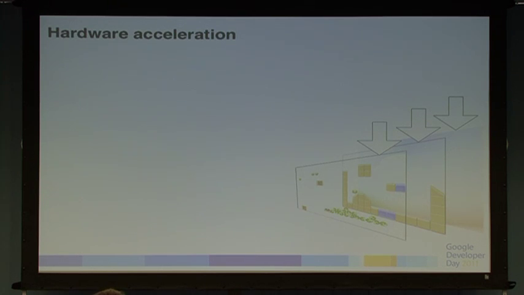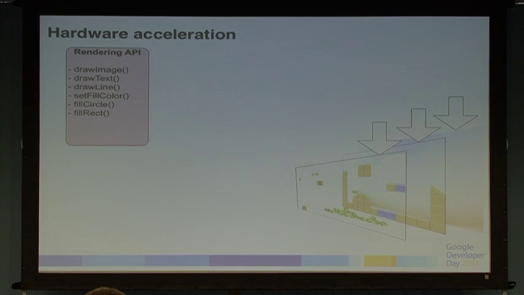Now, before we look at the game loop, let's look at the hardware acceleration and the rendering, so you get an idea of how things are put together. So we have these different layers. We have the background. We have maybe some stuff in the middle. And then we have all the objects that move a lot. For this, there's a rendering API. And there we have very simple methods. Draw image, draw text, draw line. And this is how you can build the different layers up.